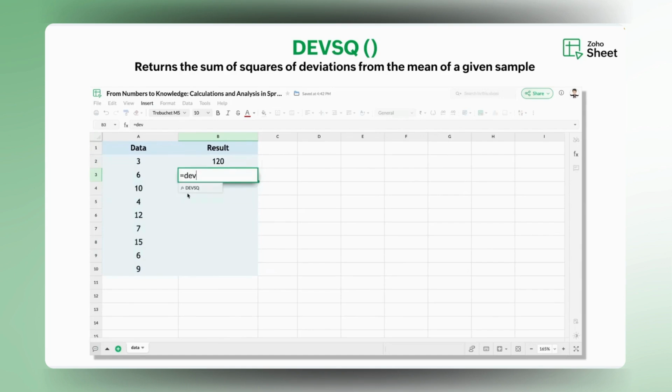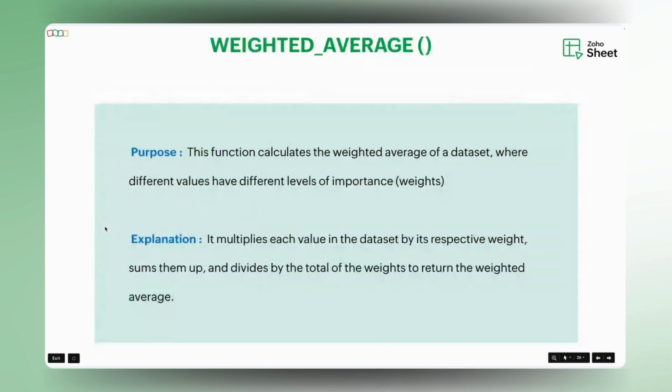Now we have seen some examples of these inbuilt functions. Now Balaji, can you show us an example of a custom function that's useful for the team? Sure thing, Rohit. Let me introduce the weighted average function. It calculates the weighted average of a dataset where different data points have different levels of importance.